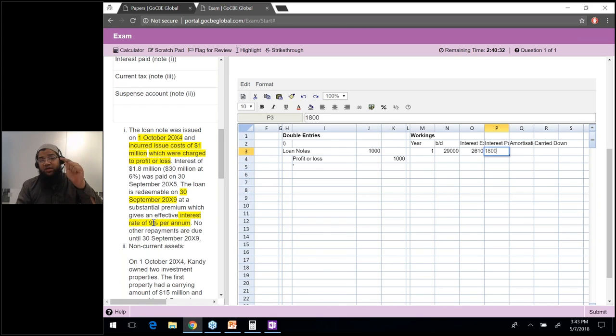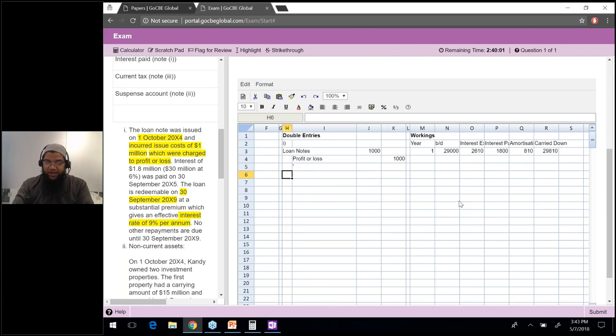The interest paid amount was given to us in the trial balance as 1,800. It is also mentioned by the question that interest of 1,800 was paid. So this means that the amortization is 2,610 minus 1,800. That 810 is the amortization. The issue cost, the premium, and the discount are expensed out, and the carried down should be 29,000 plus 810. So this is the value that should be taken to the balance sheet.